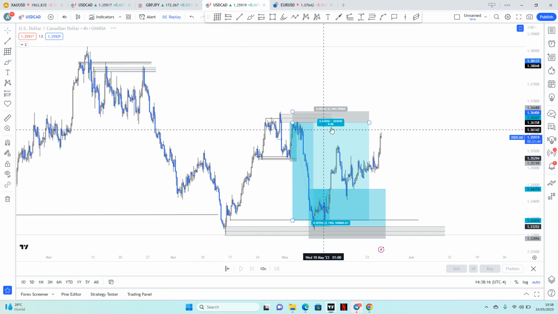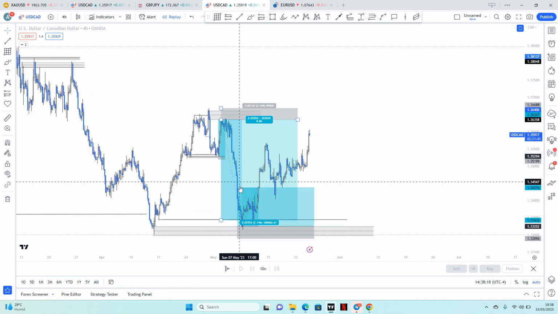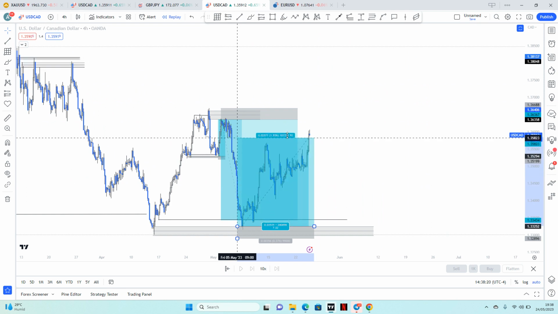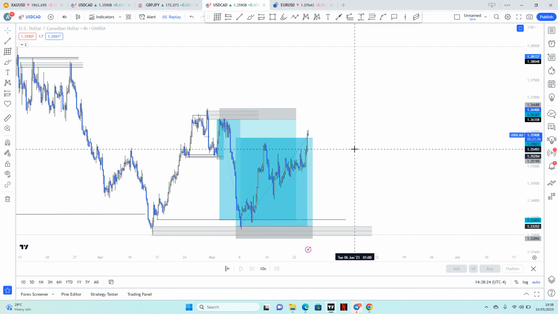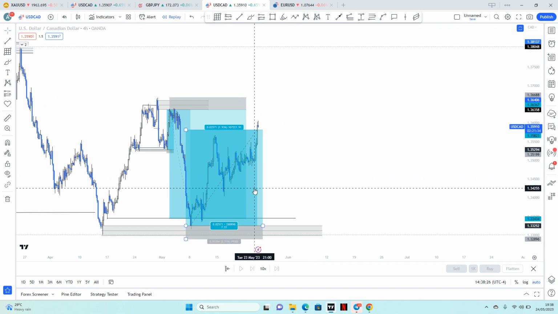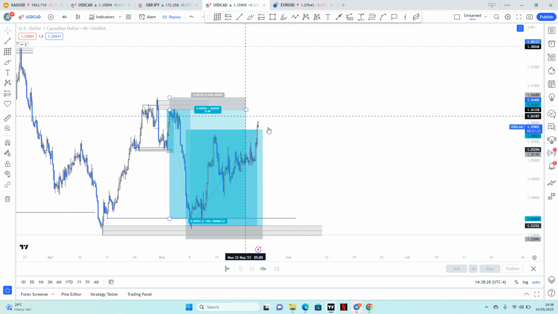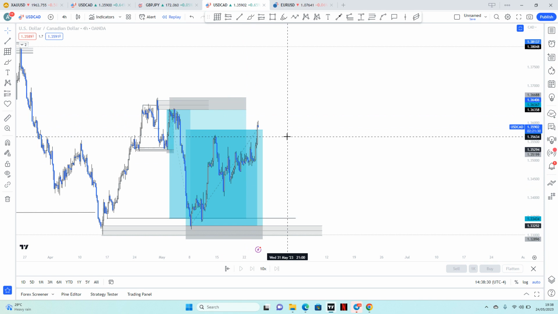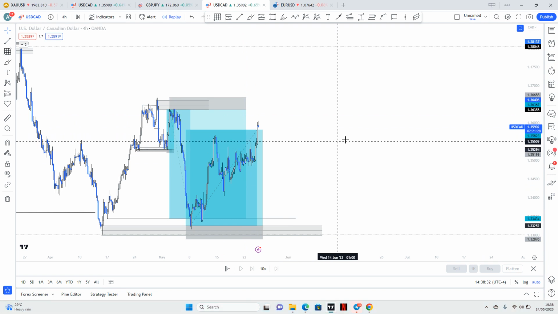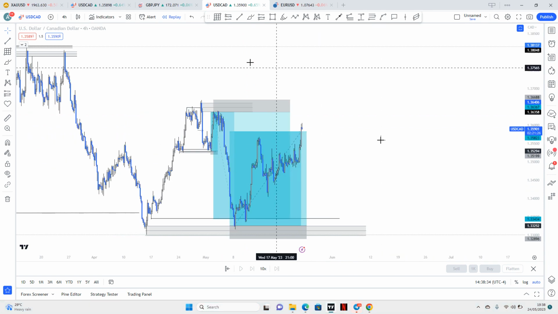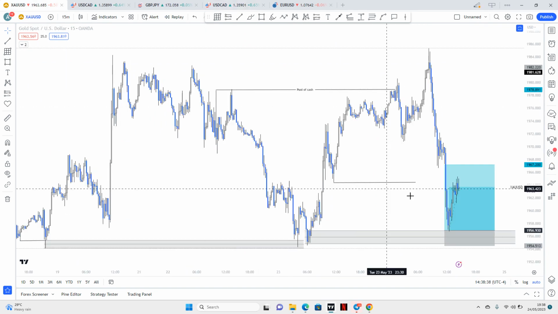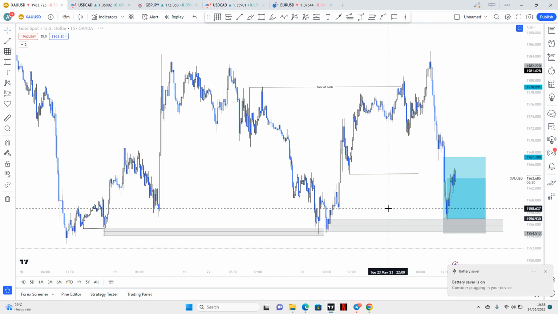Oh, this was actually a moving market. You could have targeted this fair value gap or wherever it is that you wanted to target, 1 to 7, 1 to 8, and all those things. This is 4 hours time frame. You could go to a lower time frame, maybe. It was actually a buy on gold.